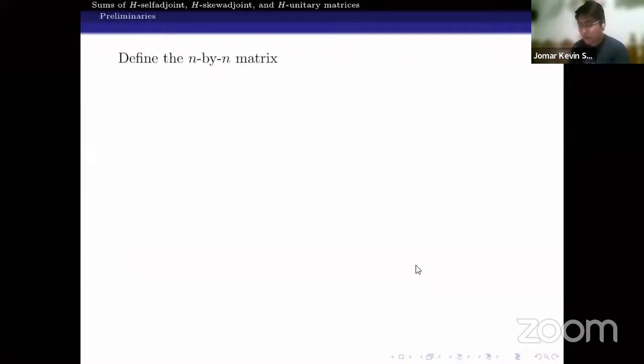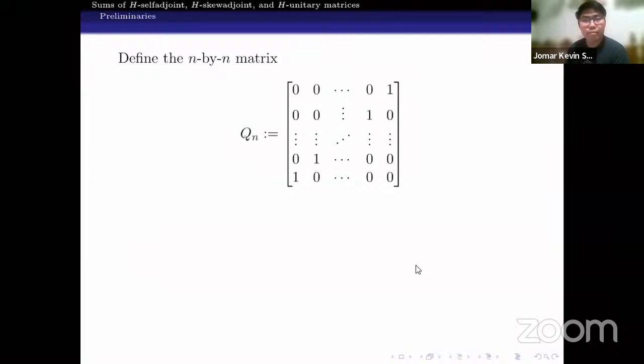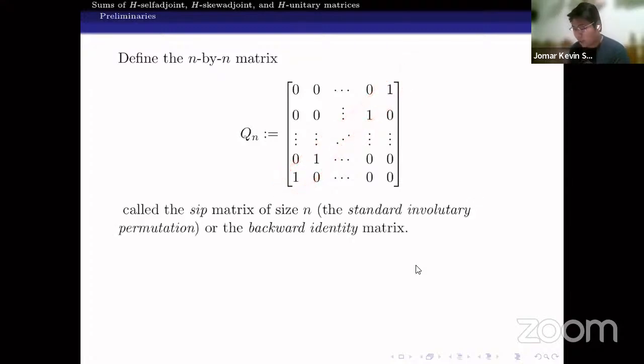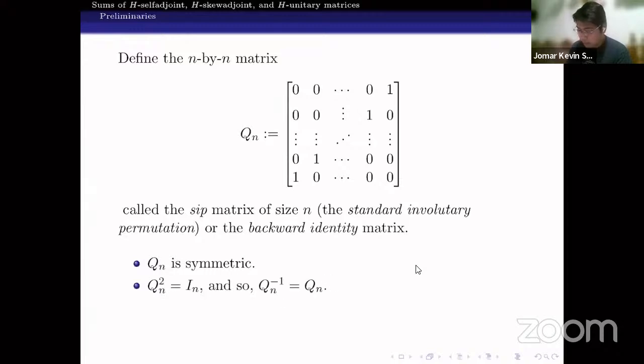So we define the following n by n matrix Q sub n, wherein we have positive ones on the antidiagonal and 0 elsewhere. This matrix is what we call the SIP matrix of size n, or the standard involutory permutation. Sometimes it's called the backward identity matrix. Some properties of Q sub n: as we can all see, Q sub n is symmetric. If you take the square of Q sub n, you will get the identity matrix, and so the inverse of Q sub n is itself.